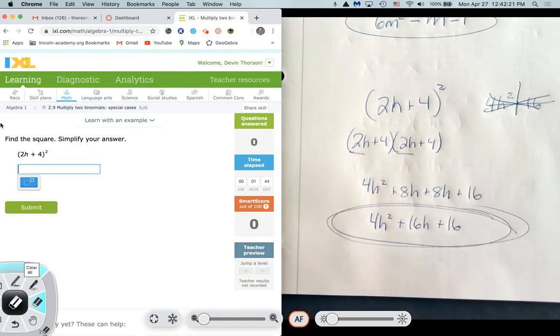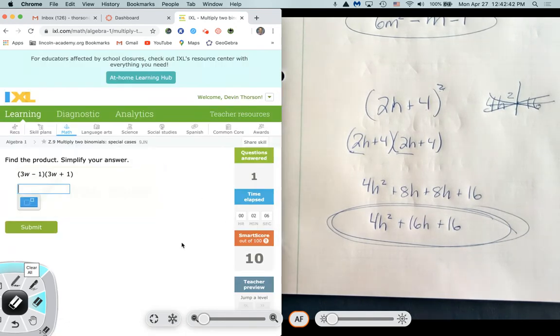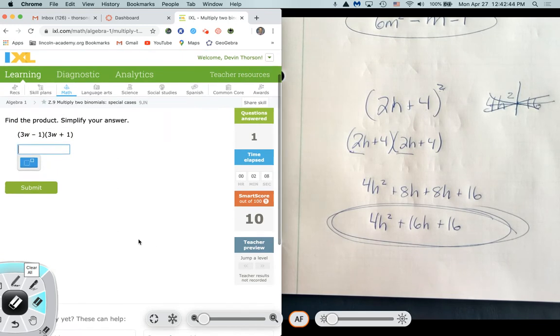So that's one that students will often make mistakes on because they don't distribute, they just square each individually. 16h plus 16. Okay. Another issue is sometimes the middle term actually cancels.